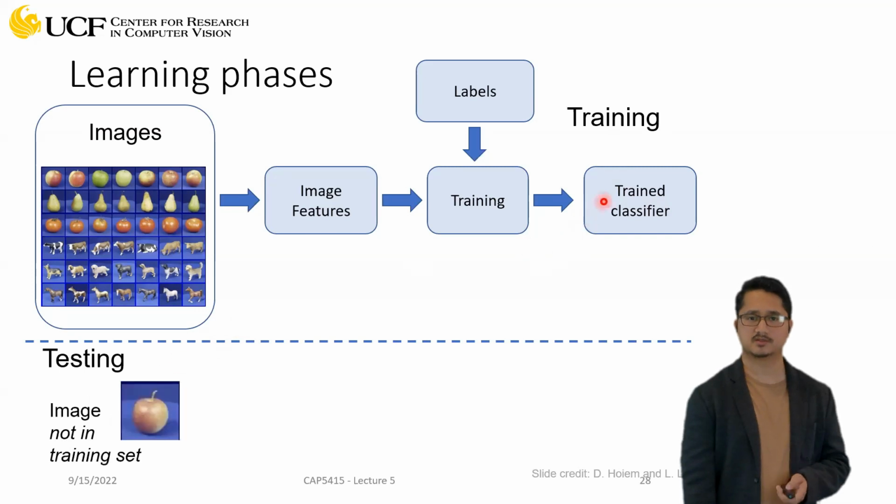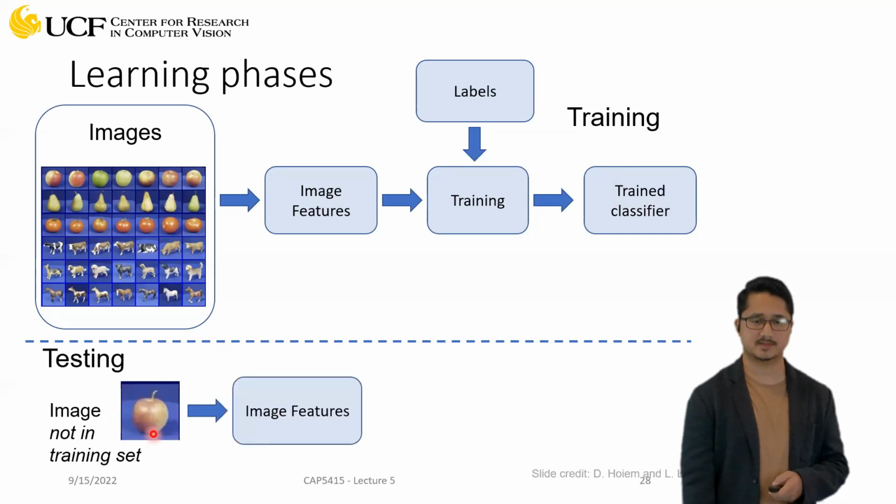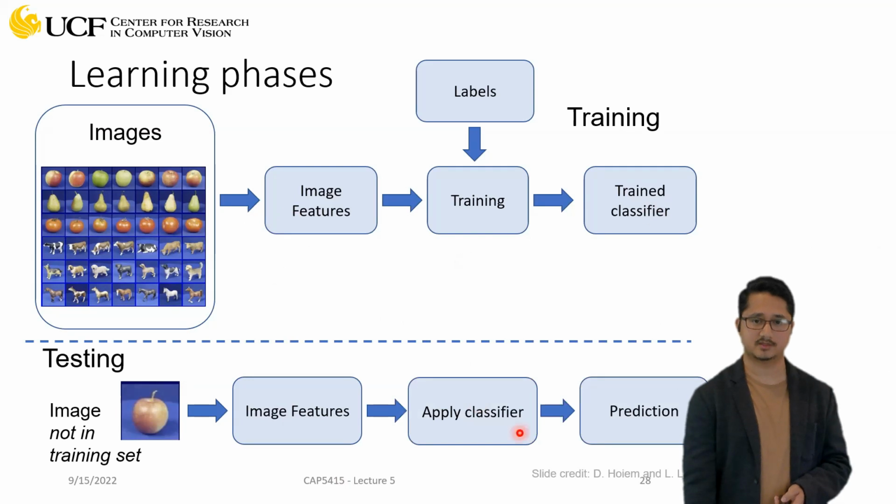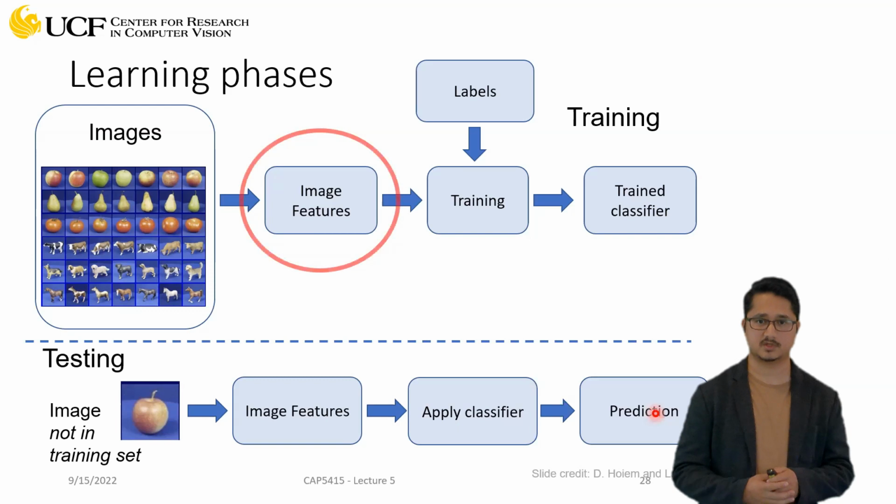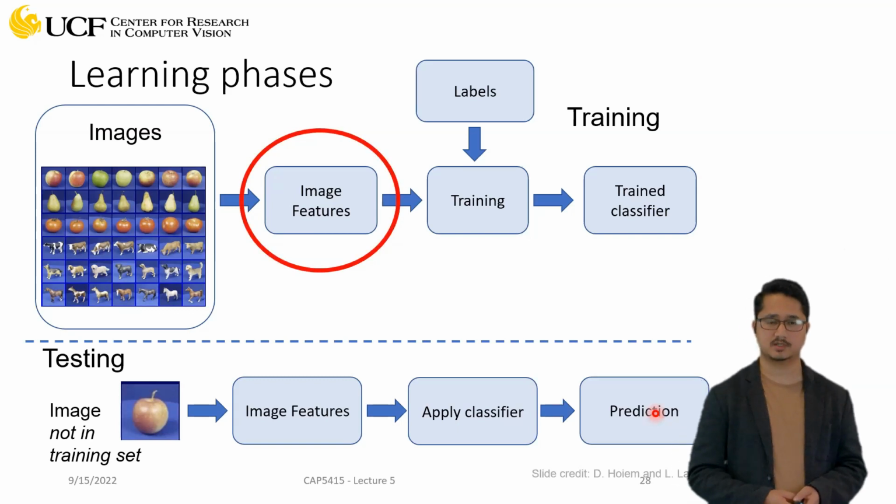During testing, you will take this trained classifier and any image from testing which you have not seen during training. Again, you follow the same process. You extract the features, take the trained model, and use the prediction as your result. Okay, so let's briefly talk about what these image features are.